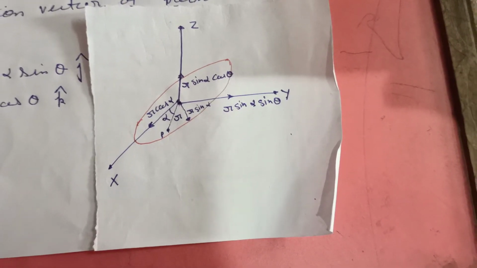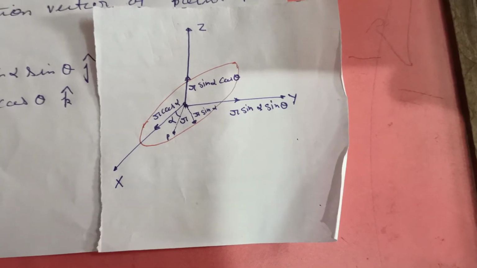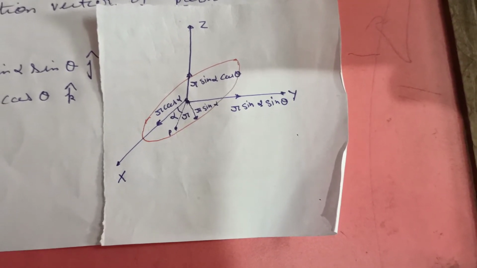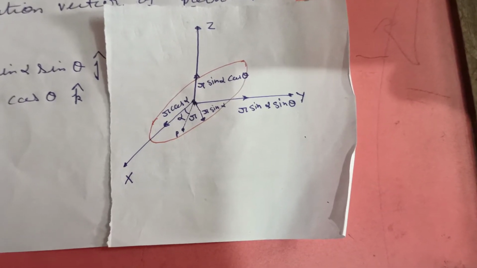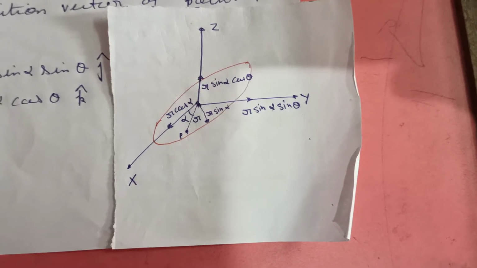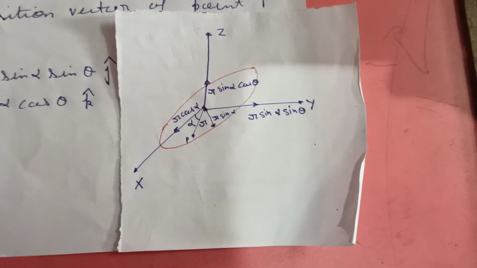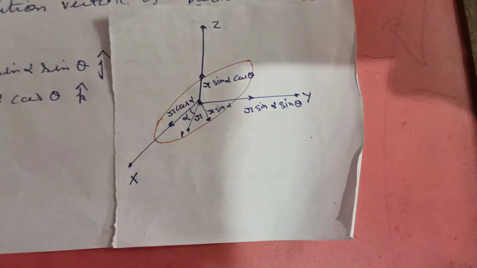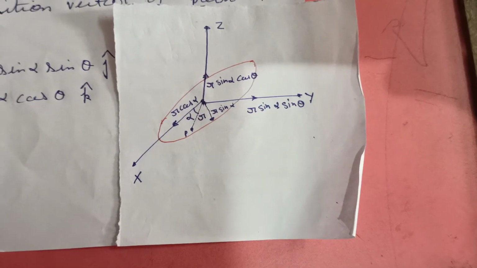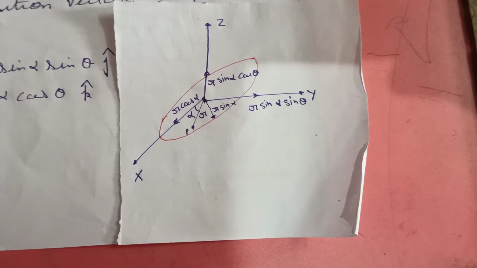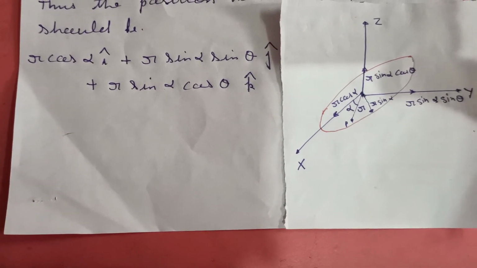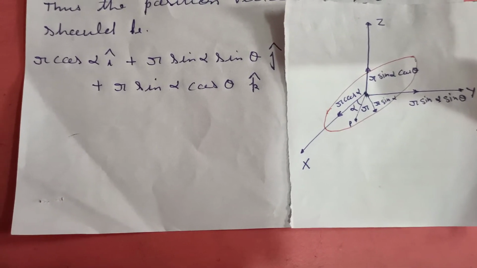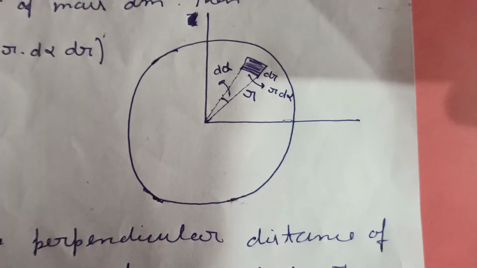So if we draw the figure of the disc in three-dimensional space, we get the figure like this. In the figure we can easily see that the component of the position vector in the direction of the x-axis is r cos alpha, in the direction of the y-axis is r sin alpha sin theta, and in the direction of the z-axis is r sin alpha cos theta. So we can write the position vector as r cos alpha i cap, r sin alpha sin theta j cap, and r sin alpha cos theta k cap.